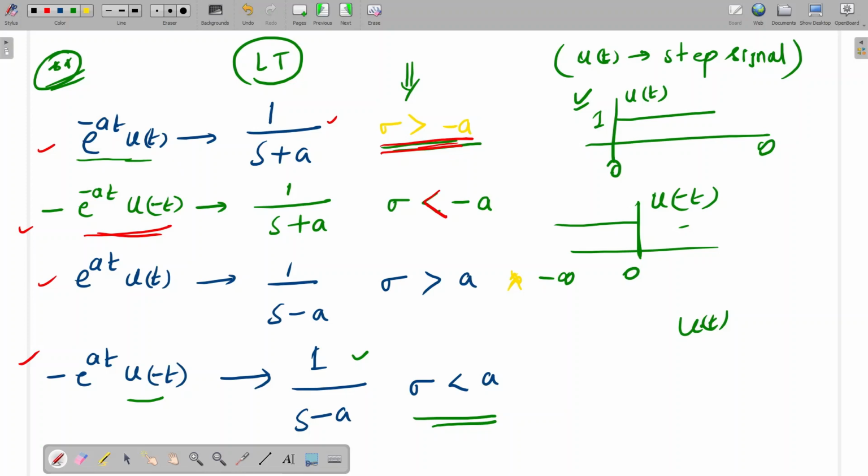Similarly, if it is e to the power minus at u(t), that will be 1 by s plus a, sigma should be greater than minus a. Similarly, if it is minus e to the power minus at u(minus t), 1 by s plus a, in that case ROC will be less than minus a. Here it will be minus e to the power at u(minus t), 1 by s minus a, sigma should be less than a.